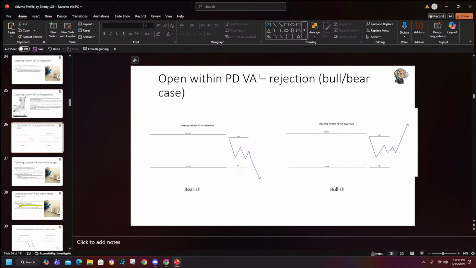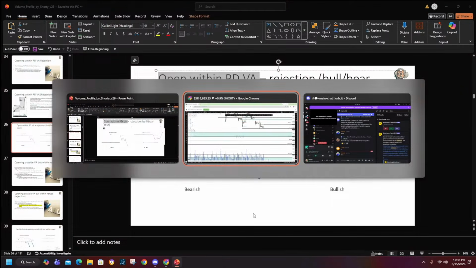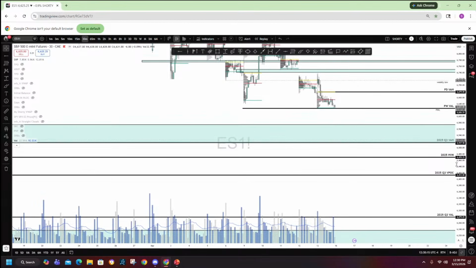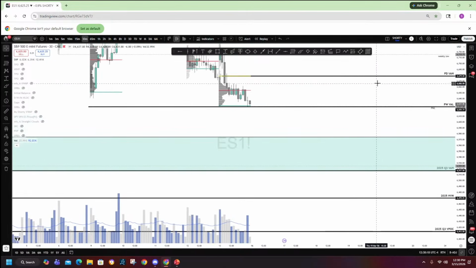This is open within the value. That means we are opening here within the value. We are opening between value area high and this low here. Does that make sense? Yep.